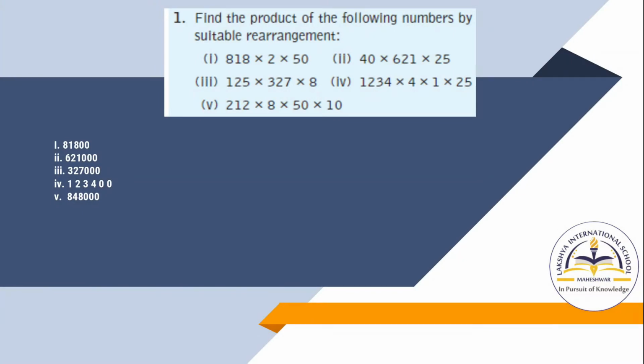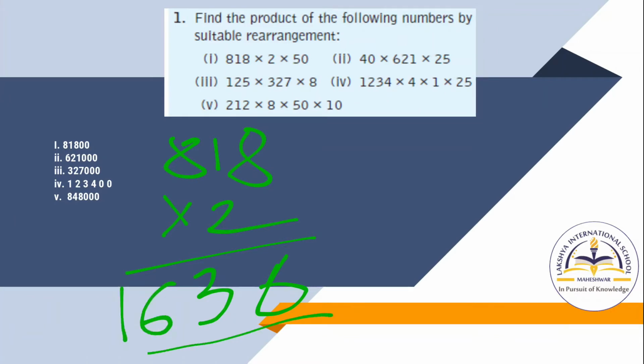Find the product of the following numbers by suitable arrangement. Our first question is 818 into 2 into 50. First we will solve 818 into 2. When you multiply this, you get 8 2s are 16, 2 1s are 2, then 3 plus 1. 8 2s are 16, 636. We have solved this one.